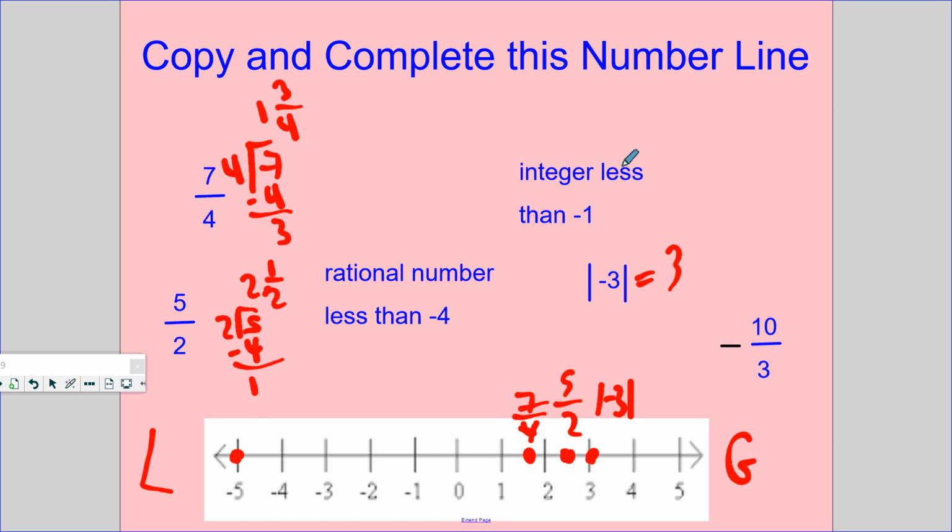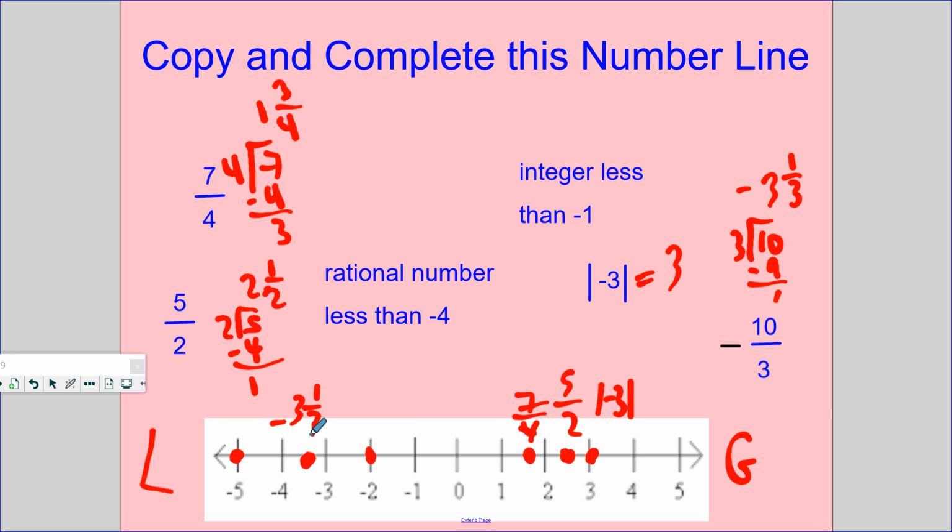Find an integer less than -1. Let's say -2. And this is a little harder. It's -10/3. Can 3 go into 10? 3 times. You have a remainder of 1. How can I write this in fraction form? 1/3. So it says -3 and 1/3. So I count backward: -1, -2, -3, and there's some more. So it goes somewhere right here, -3 and 1/3. And that's how I can complete this number line.